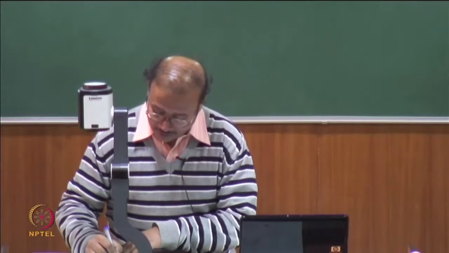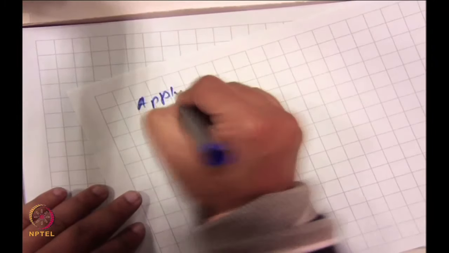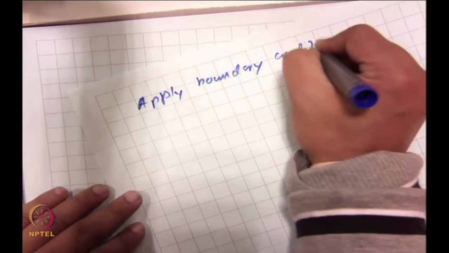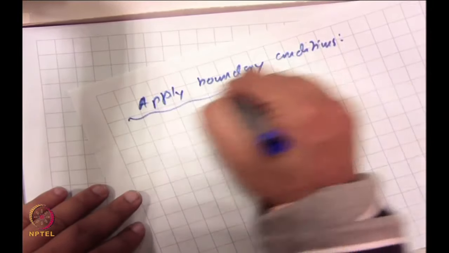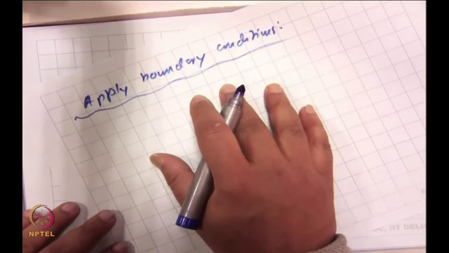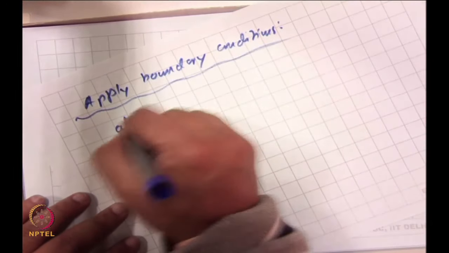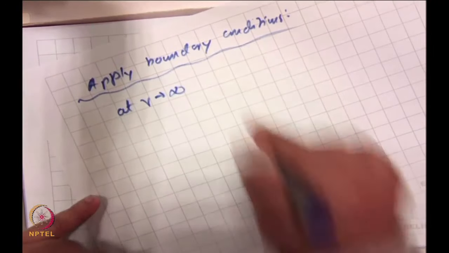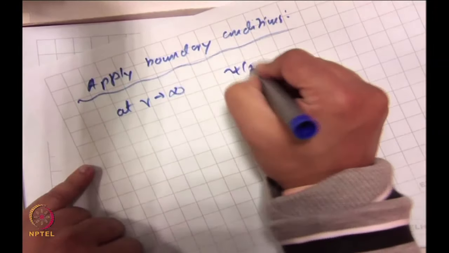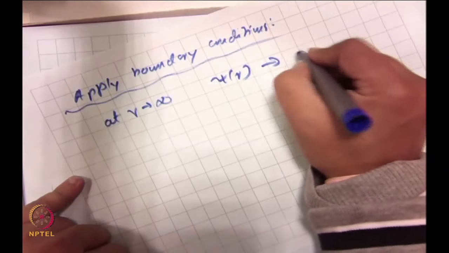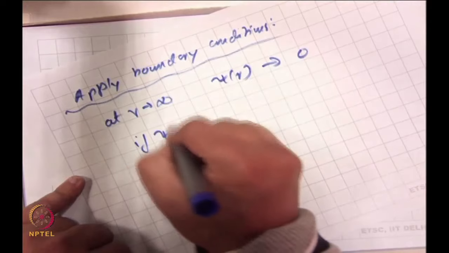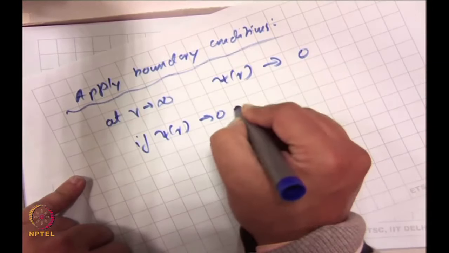So then I again apply boundary conditions. If I apply boundary conditions, what will happen at r tends to infinity? What should I get? At r tends to infinity, psi of r should tend to 0. If psi of r tends to 0, then from the equation what do I have?